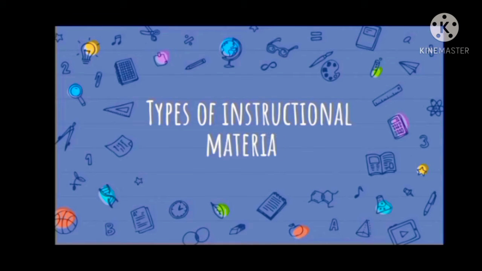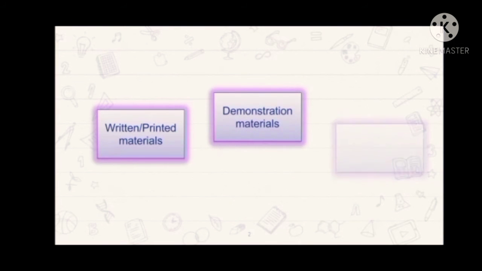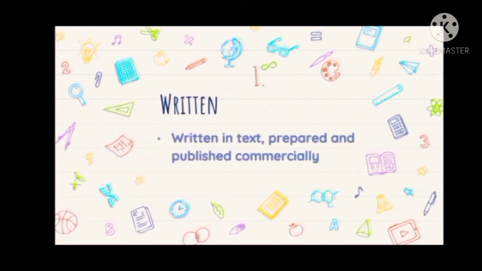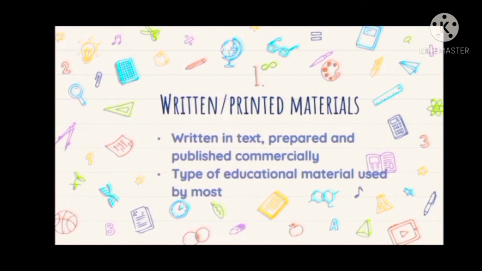Types of instructional materials. So here are the types of instructional materials, such as written printed materials, demonstration materials, audiovisual materials, or sound and visual materials. So written printed materials is written in text, prepared and published commercially. And written printed materials are a type of educational material used by most teachers.